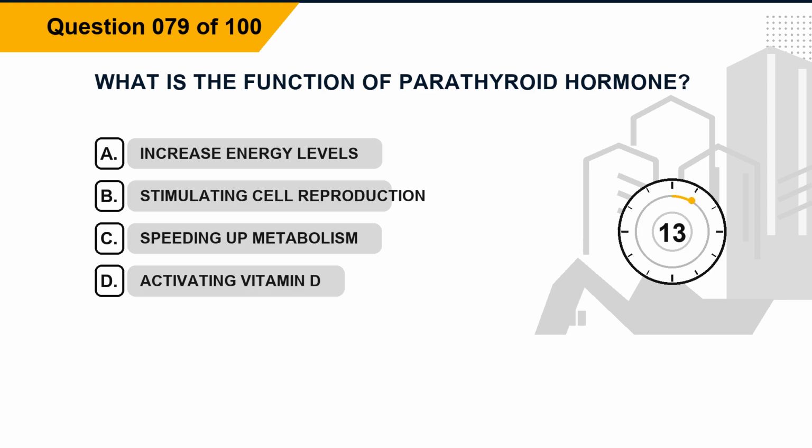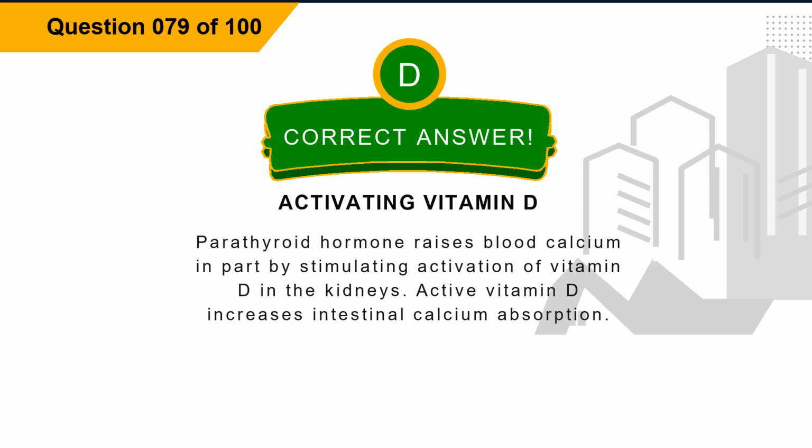Question 79. What is the function of parathyroid hormone? Option A, increase energy levels. Option B, stimulating cell reproduction. Option C, speeding up metabolism. Option D, activating vitamin D. The correct answer is option D, activating vitamin D. Explanation: parathyroid hormone raises blood calcium in part by stimulating activation of vitamin D in the kidneys. Active vitamin D increases intestinal calcium absorption.